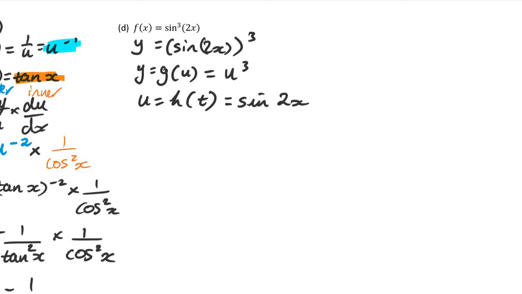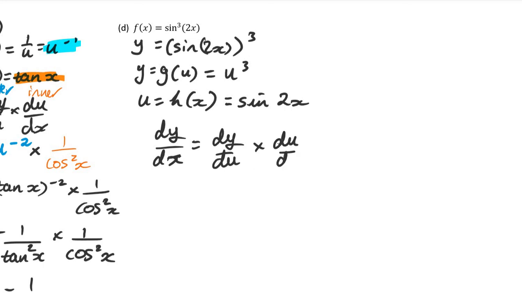So, what are we looking at here? dy dx. Okay. That's going to be dy du, sorry, that can be h of x, it just shouldn't be f. Messed that up. Multiplied by du dx. Alright, all good. So, dy du, nice and easy. That's 3u squared.